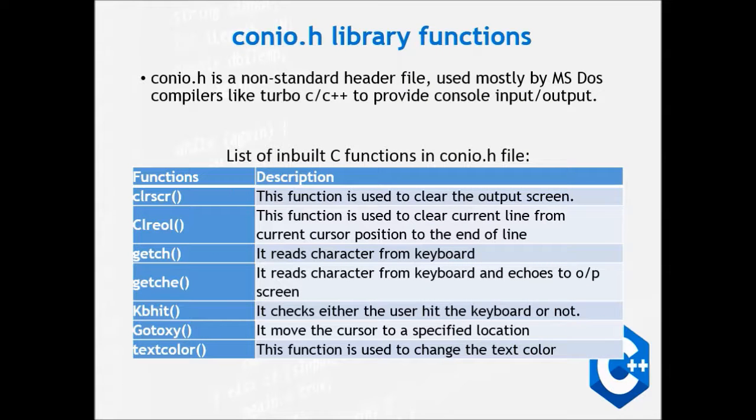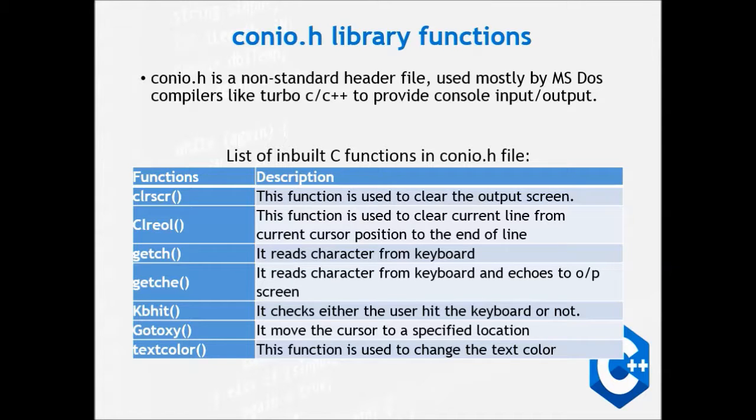The word conio stands for console input output. The header file conio.h contains the built-in functions that are used for input and output. Some important functions defined in this header file are as follows. clrscr, clear screen. The word clrscr stands for clear screen.